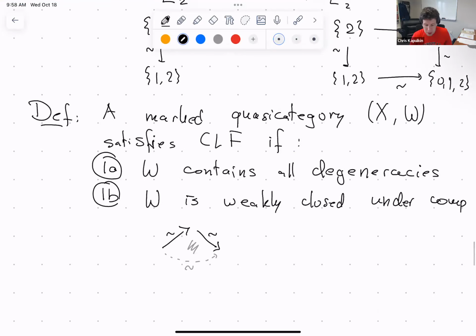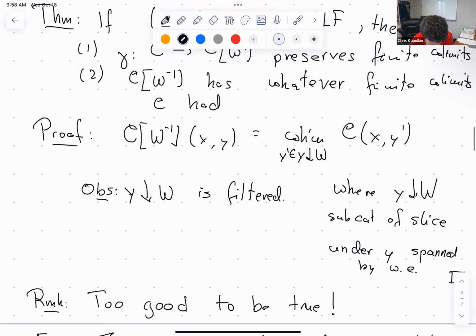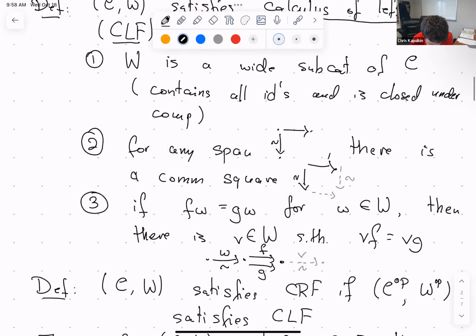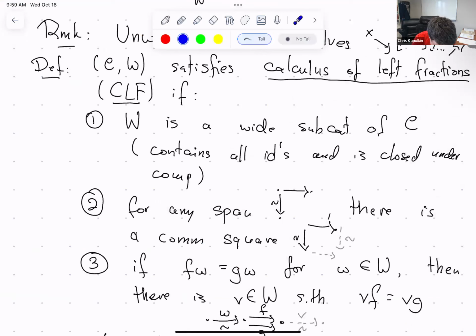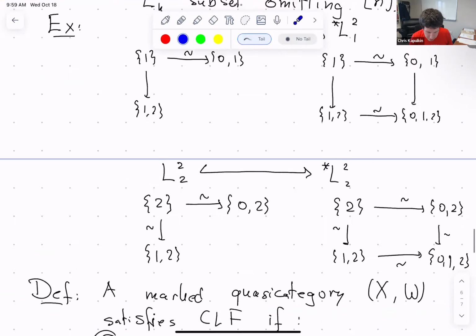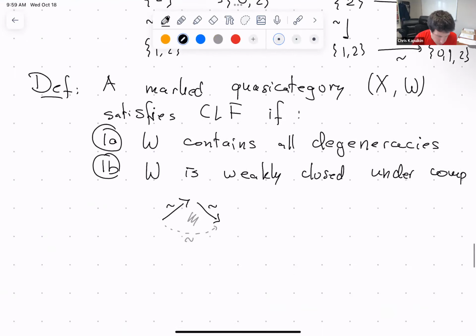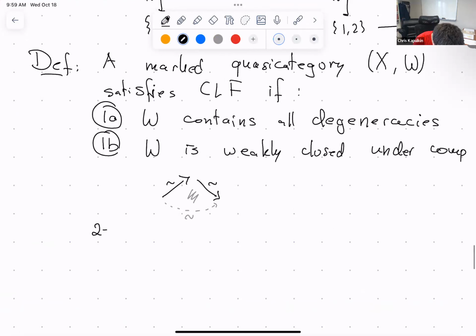And so these 2 conditions are supposed to resemble, if we go back to Gabriel and Zisman, condition number 1 here. W contains all identities. So that's 1A, right, and then closed under composition. That's our weak closure under composition. Oh my God, where am I? Okay. So going back to this, now conditions 2 plus 3 only get one thing.